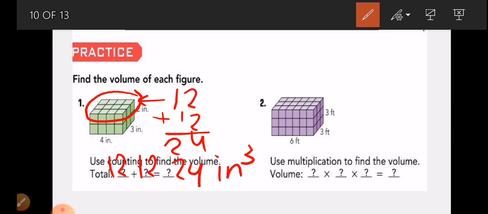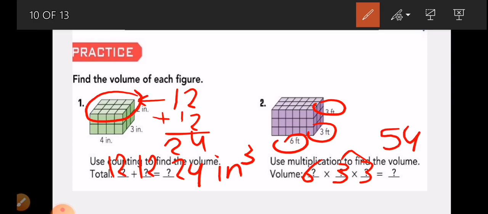Question number 2. Use multiplication to find the volume. How can I use the multiplication? It means length multiplied by width multiplied by height. So 6 times 3 times 3. 3 times 3 will give me 9. 9 multiplied by 6 will give 54. Where is the unit? It's feet, so I should put feet cubed. Any unit for the volume must be a cubic unit. It means my unit, then put power 3.